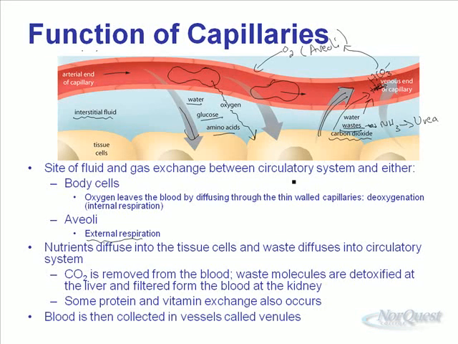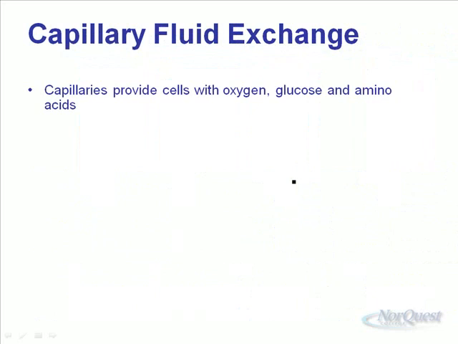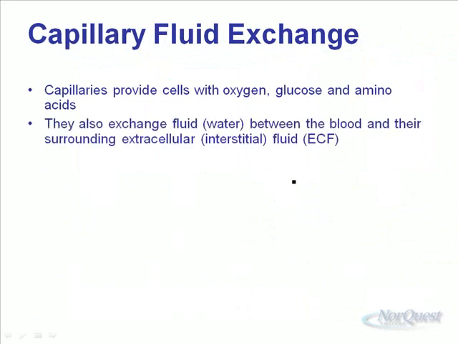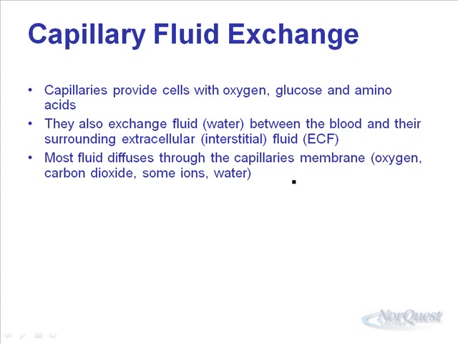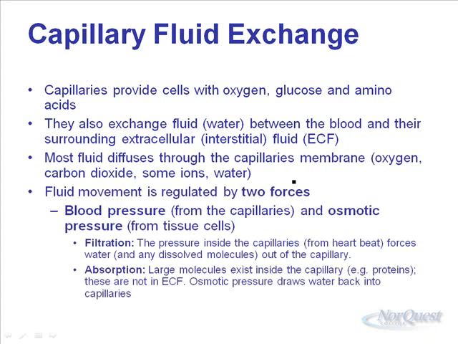The blood is then collected into vessels called venules, and venules are really just small veins. Arterioles are small arteries, venules are small veins. The capillaries provide cells with oxygen, glucose, amino acids. They also exchange fluid between the blood and their surrounding extracellular tissues, extracellular fluid. Most fluid diffuses through capillary membranes, and that's what's going to carry the oxygen, carbon dioxide, and some water.